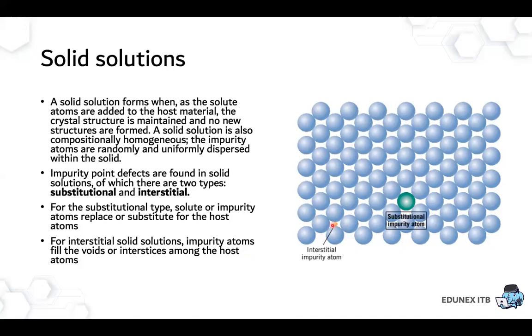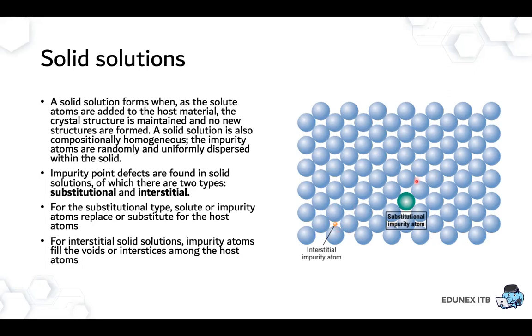A very common interstitial atom is, for example, when we want to make steel, where the iron has an impurity of carbon. The carbon atom has a much smaller radius compared to iron. So for example, this is the carbon atom in iron. Okay, so the carbon atom fills the voids or the interstices among the host atoms. Is it doable? Of course it is doable because the carbon has a smaller radius there.